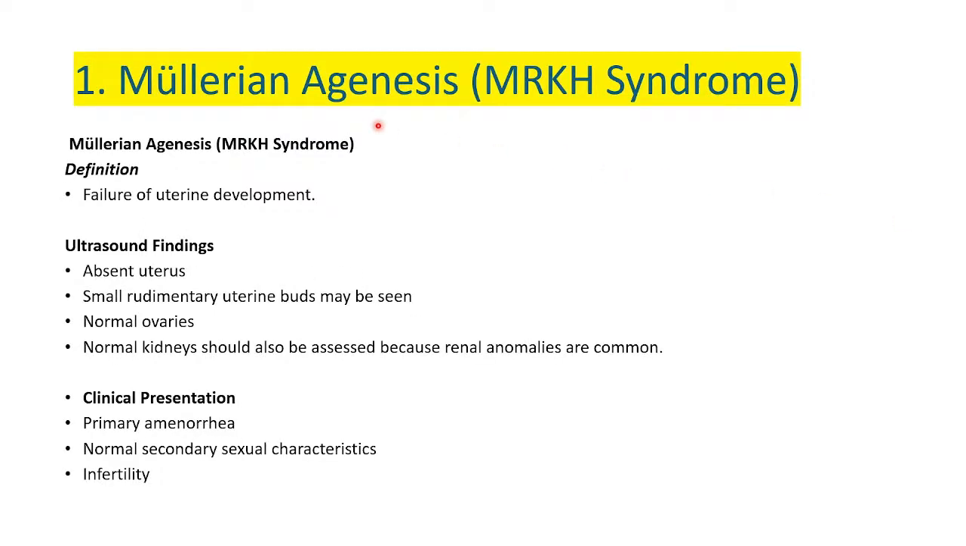So let's start by talking about Mullerian agenesis, MRKH syndrome. Mullerian agenesis, by definition, is failure of uterine development. Ultrasound findings: absent uterus, small rudimentary uterine buds may be seen, normal ovaries. Normal kidneys should also be assessed because renal anomalies are common. Clinical presentation: primary amenorrhea, normal secondary sexual characteristics, and infertility.